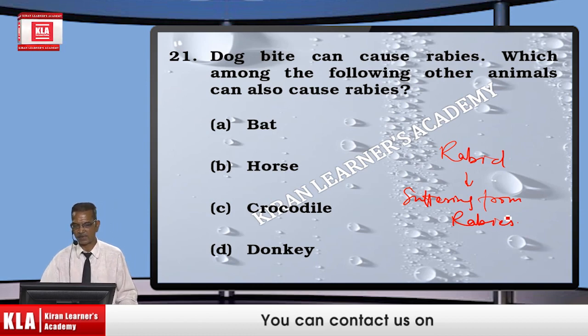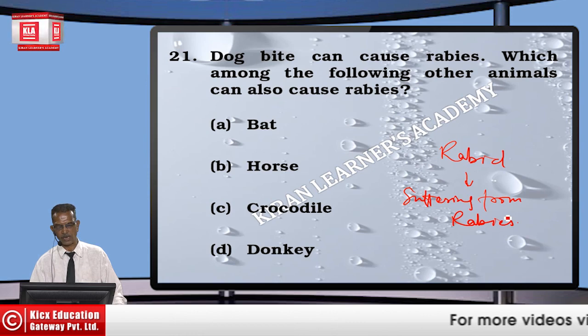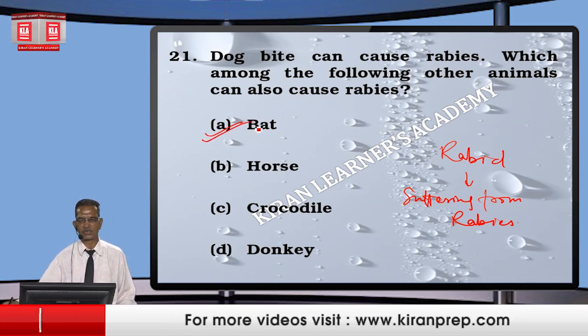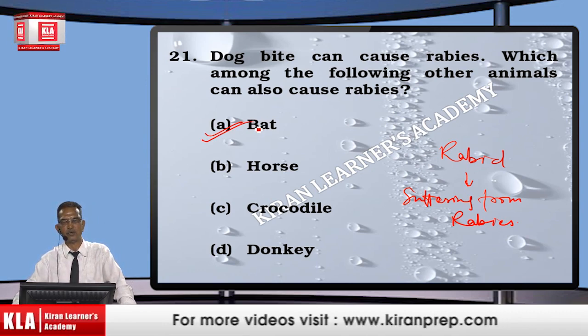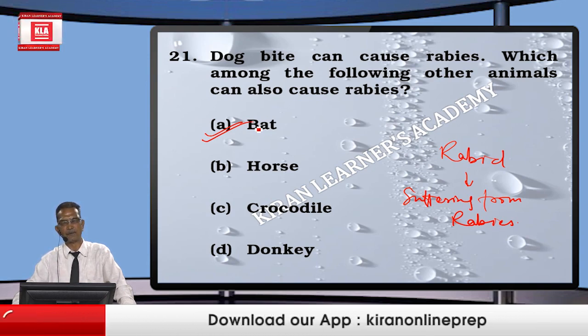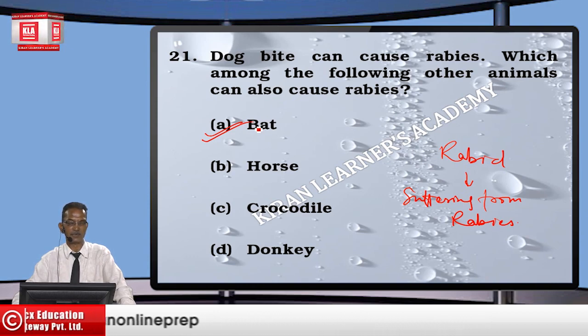Now, what it says is that dog bite can cause rabies. Which among the following other animals can also cause rabies? There is a list of animals: bat, horse, crocodile, donkey. It is the bat. The bite of the bat. Vampire bats, you might have heard of, suck blood. Those are some of the bats. If they happen to bite a person, there are chances that they can transmit rabies to the person who has been bitten.